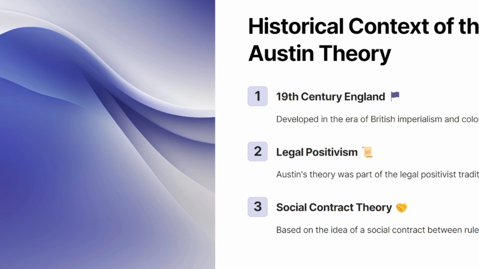John Austin's lifespan was 1790 to 1859. He was an English jurist and he's regarded as the founder of the school of analytical jurisprudence, which sought to analyze the nature of law and sovereignty. He expounded his theory in his book on jurisprudence, and the book was published in 1832.